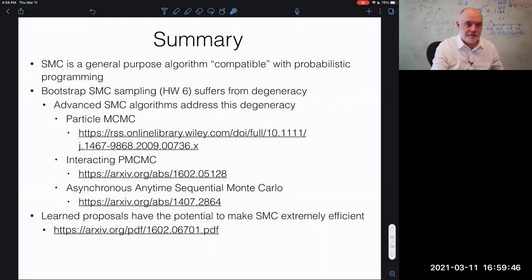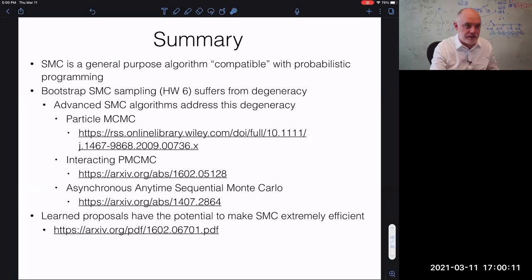And that is clearly two lectures' worth of material in these sequential Monte Carlo slides, almost to the button and well organized. So that's good. So what's sequential Monte Carlo? It's a general purpose algorithm compatible with probabilistic programming. It's also used for inference in state space models with nonlinear dynamics and so on and so forth.